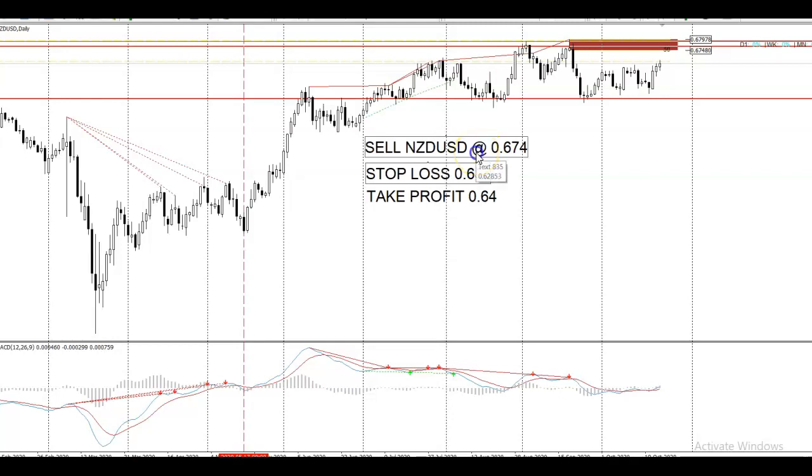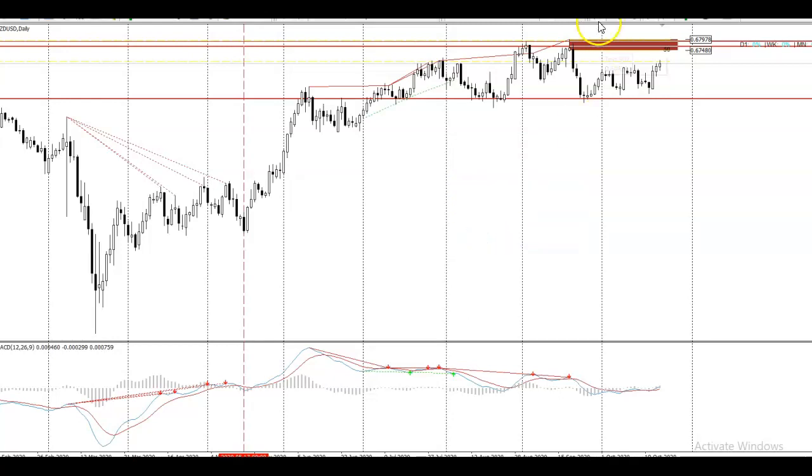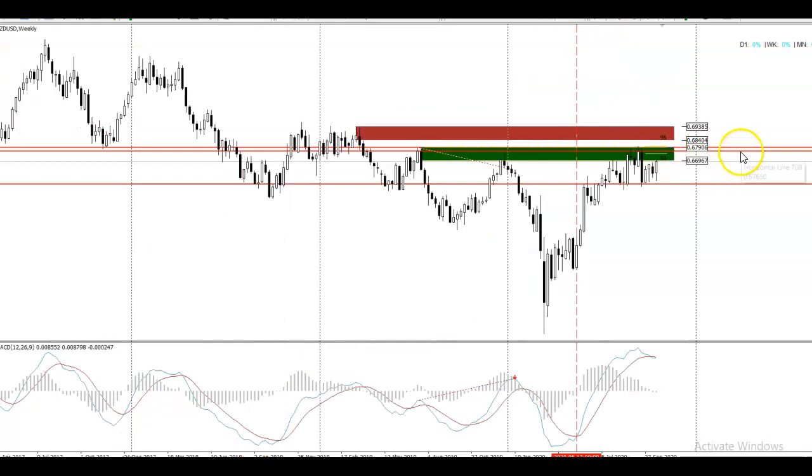Again, I'll just explain it once again so you can understand it and how I trade with my method. Okay, so just delete these lines.